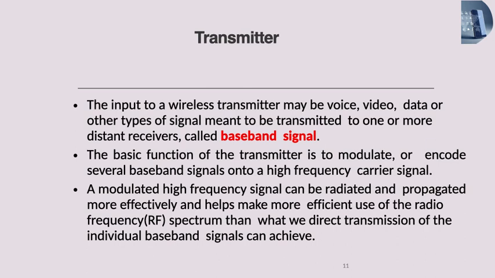Transmitter. The input to a wireless transmitter may be voice, video, data or other type of signal meant to be transmitted to one or more distant receivers, called baseband signal. The basic function of the transmitter is to modulate or encode several baseband signals onto a high frequency carrier signal. A modulated high frequency signal can be radiated and propagated more effectively and helps make more efficient use of the radio frequency or RF spectrum than direct transmission of the individual baseband signals can achieve.